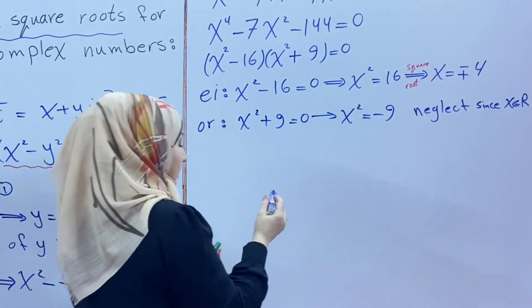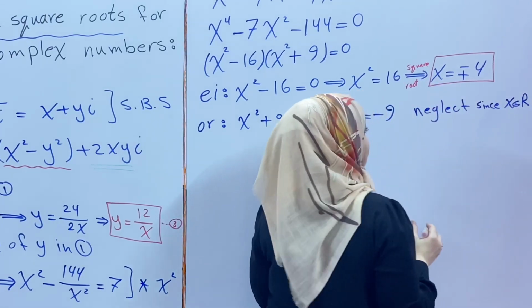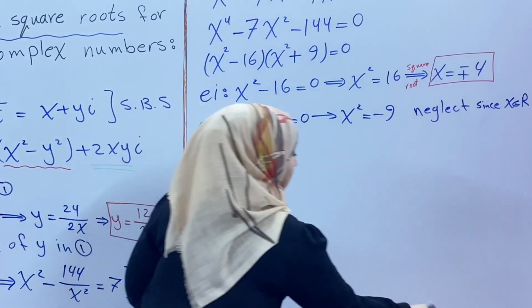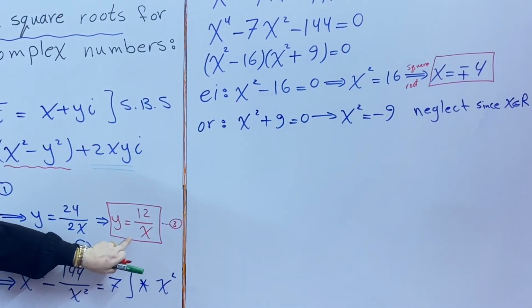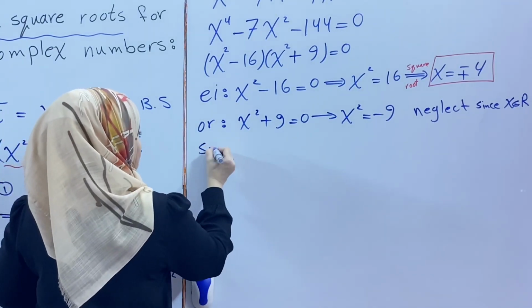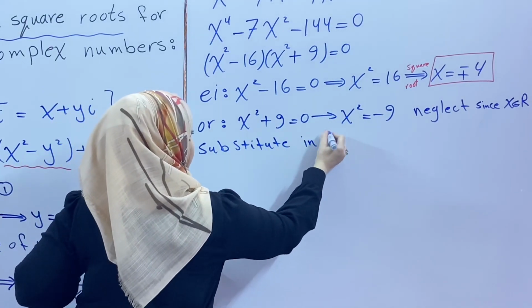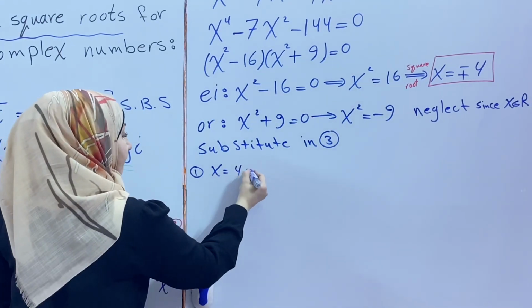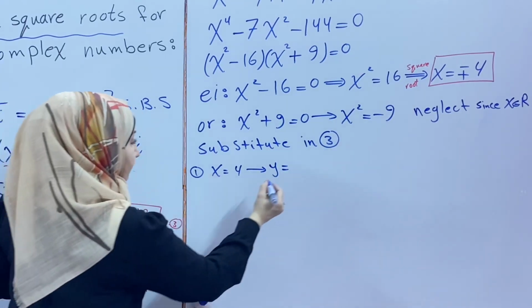So we have these values for x. So first, we will substitute the values of x in 3 to get the values of y. So we will substitute in 3. So we get first when x equals positive 4, that means y equals 12 divided by 4.